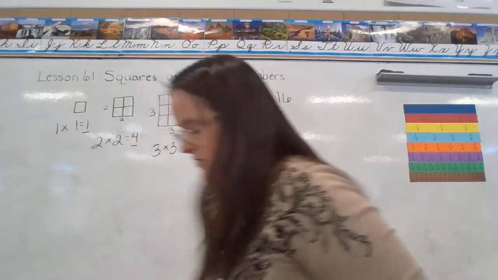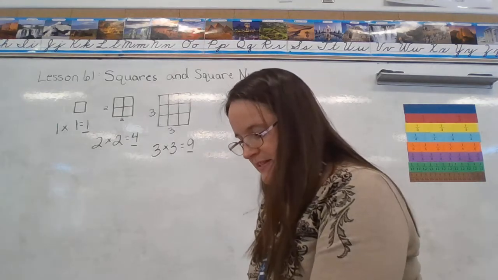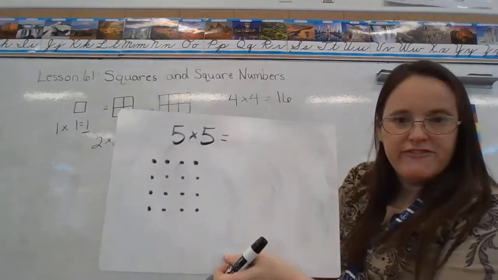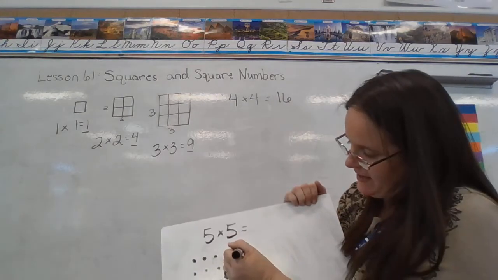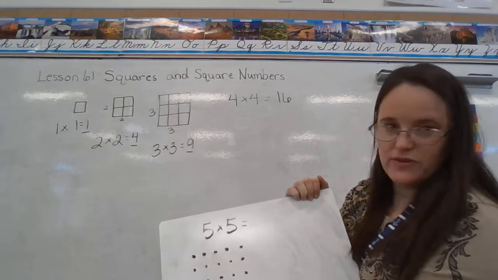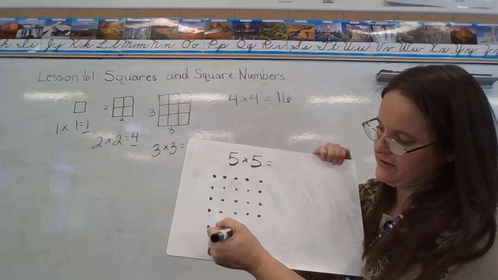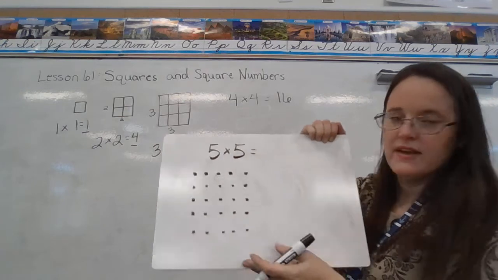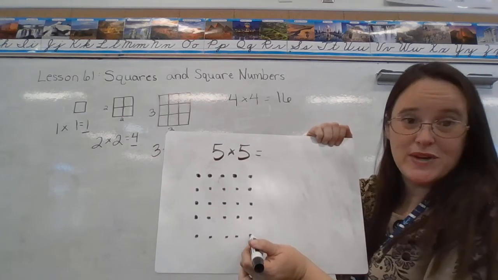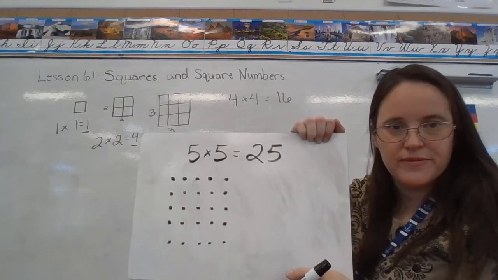Okay, for the next one, I'm not going to erase the array because the next problem is just 5 times 5. And I already have 4 by 4, so let's just add to that. We'll add a 5th to each one, and then this only goes down 4, so I have to add a 5th row across here. So now, count by 5s. 5, 10, 15, 20, 25 is a square number.